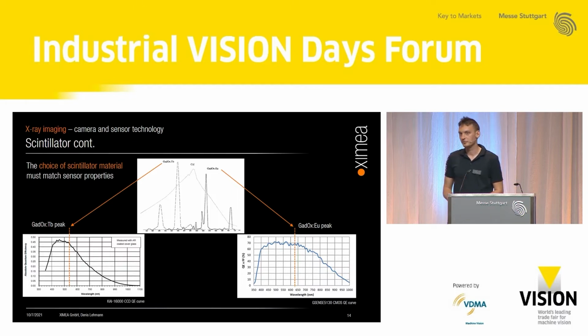And that's one of the reasons why we're using GADOX TB for the older CCD sensors, and the EU-doped version for the newer SCMOS sensors, because we want to have a best fit with the quantum efficiency curve of the sensor. So, in summary, the scintillator material should match the sensor properties, and especially regarding the quantum efficiency curve.